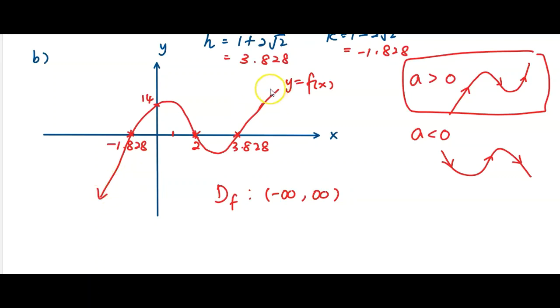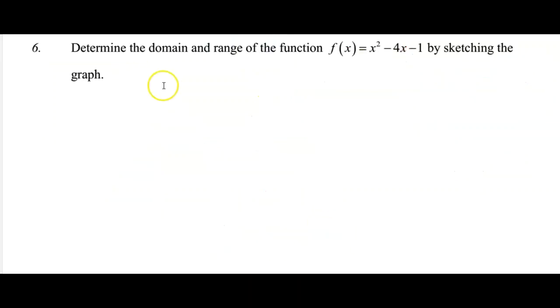Alright? To get the domain of the function, that will be negative infinity to infinity, because you can see that both endpoints are going to positive infinity and to negative infinity. And for the range, you can see this endpoint is also going down indefinitely, so our range will be negative infinity up to infinity.